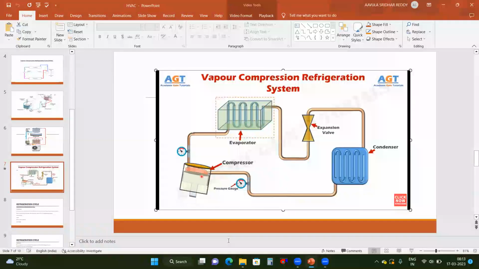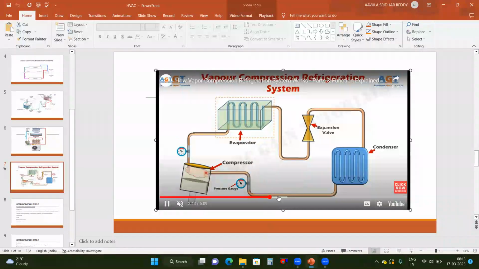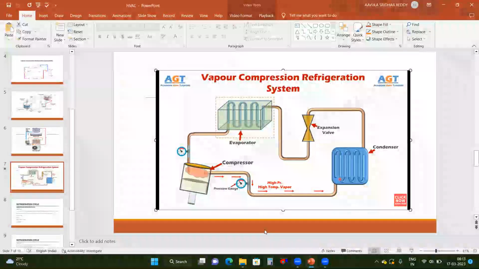So you can see the working of this refrigeration system. After the compressor, you can see the working of the compressor also here. The gas will be high pressure, high temperature vapor. Vapor is nothing but the gaseous state, we can also say. After that, it goes to the condenser.